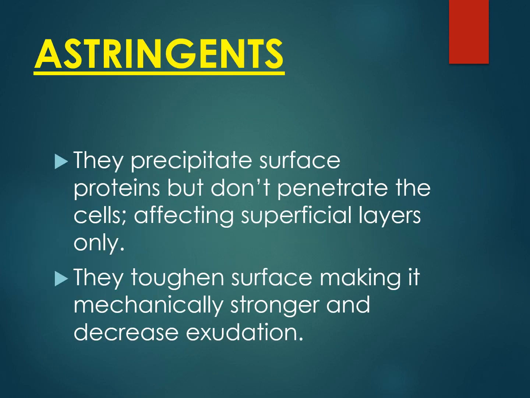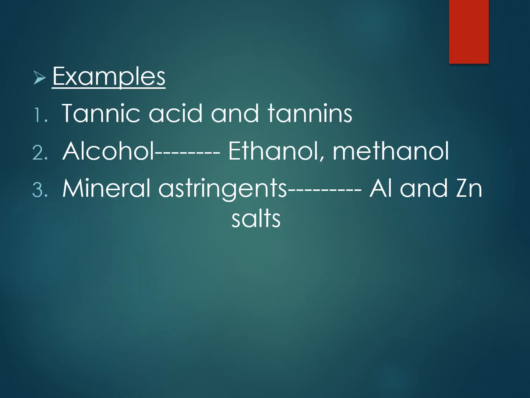Astringents. They precipitate surface proteins but don't penetrate the cells, affecting superficial layers only. They toughen the surface, making it mechanically stronger, and decrease the exudation. Examples, we have tannic acid and tannins. We have alcohol like ethanol and methanol, and mineral astringents like aluminum and zinc salts.